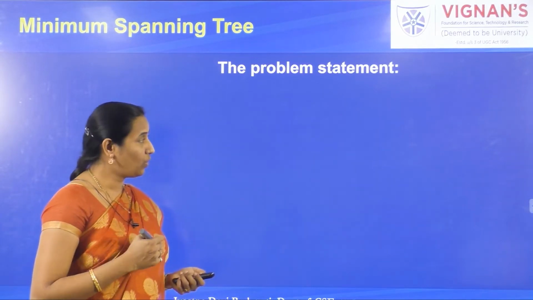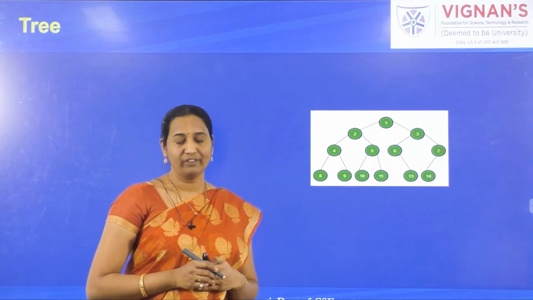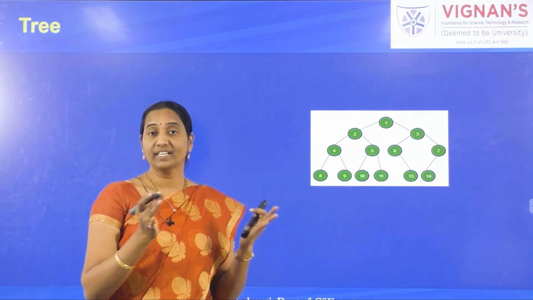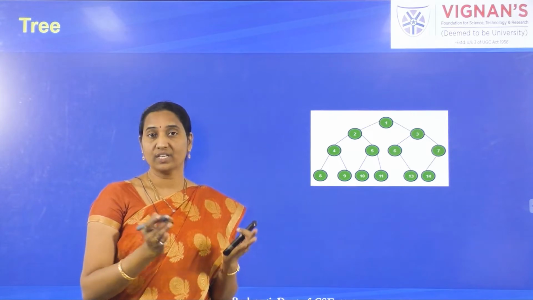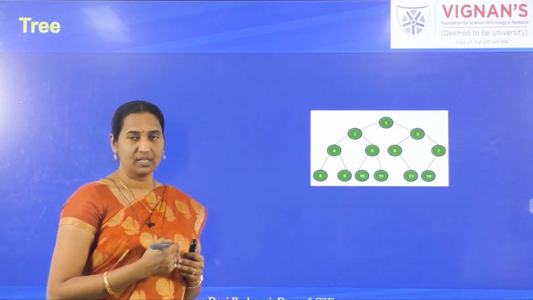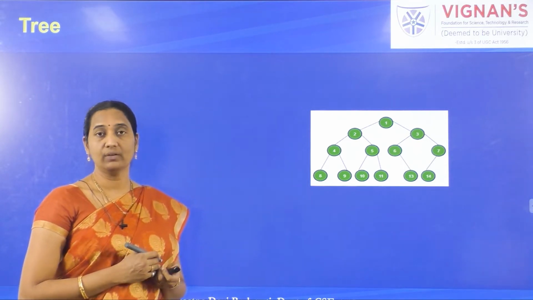So now let's see what a tree is. Consider this example, which is a tree. Of course all of you know what a graph is, right? A graph is a set of vertices and edges. Edges are used to connect the vertices. That's what a graph is. In this video we'll be discussing more on trees. So let me make you understand what a tree is.